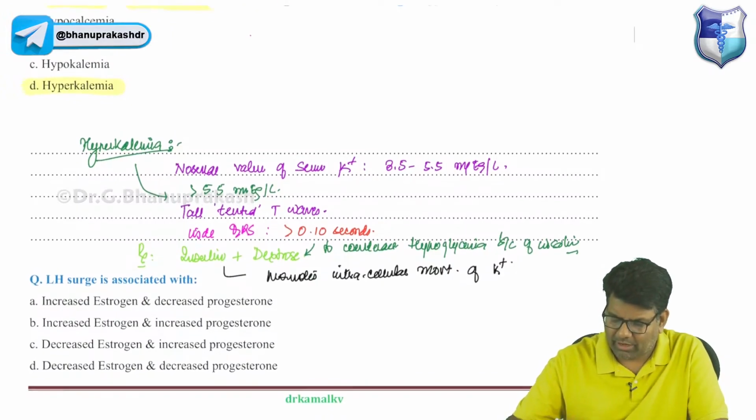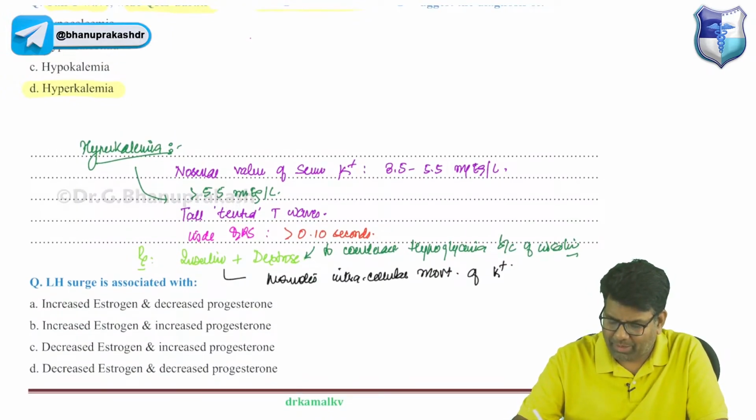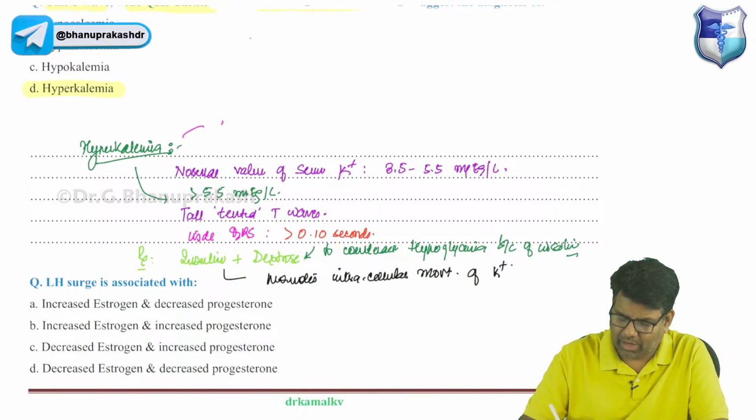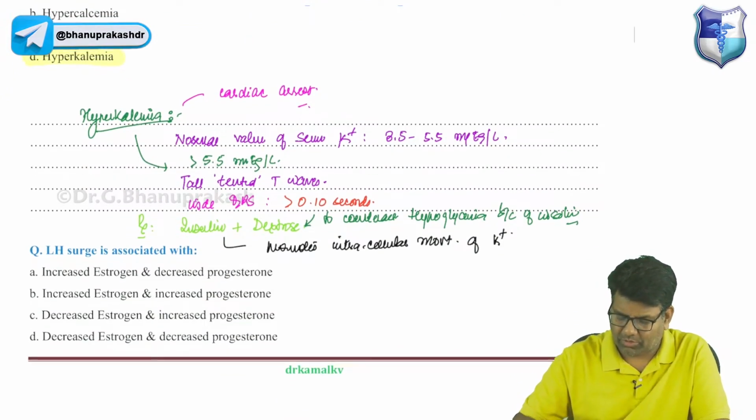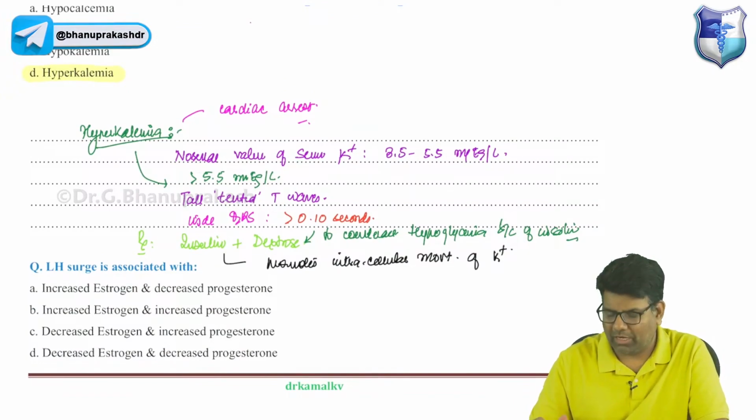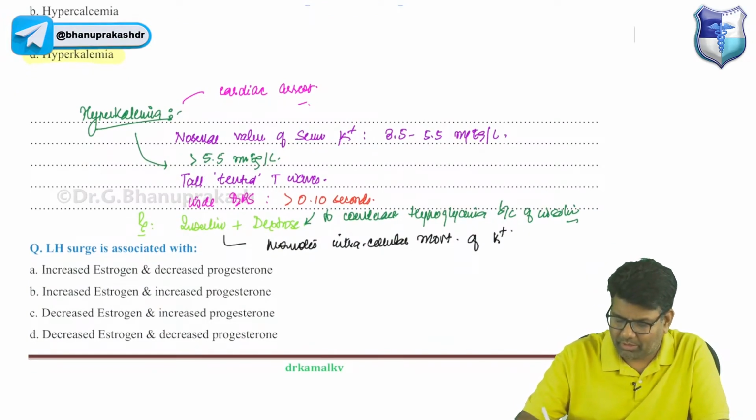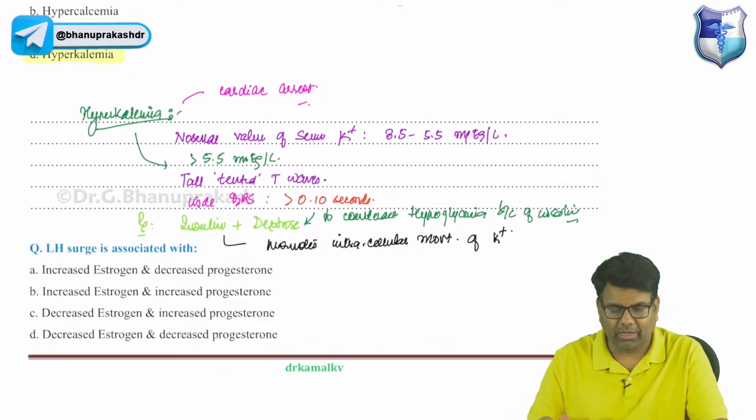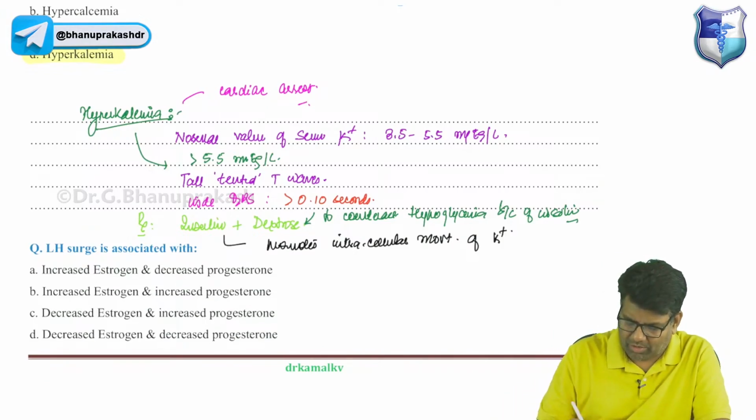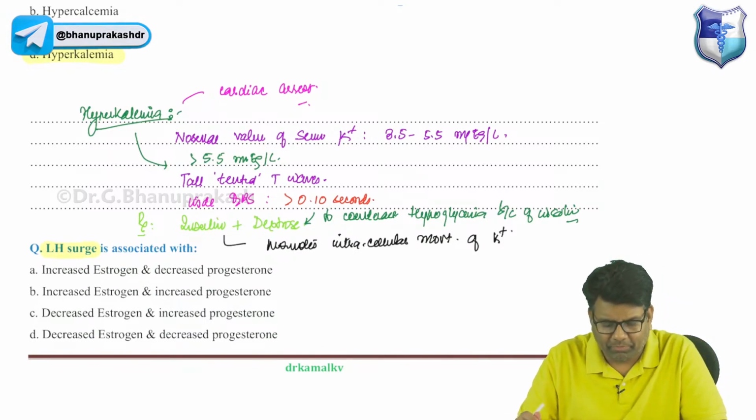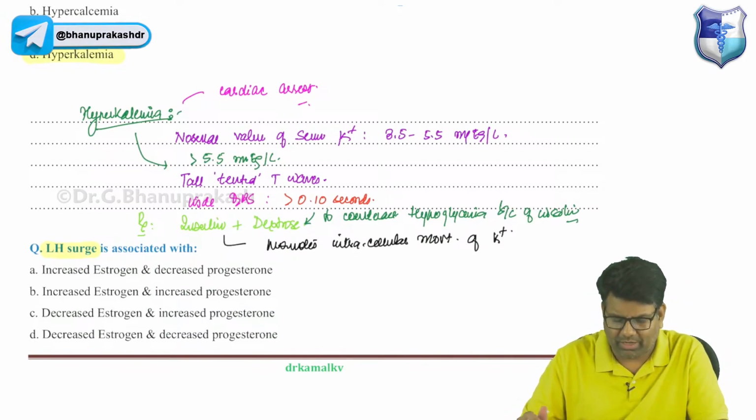This is a little bit about hyperkalemia. Now, what clinical manifestations can occur because of hyperkalemia? There can be cardiac arrhythmia, yes, cardiac arrest can occur. So just remember this much for hyperkalemia, which is one of the important topics in electrolyte imbalance. Now, next question.